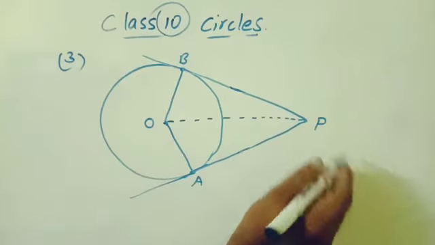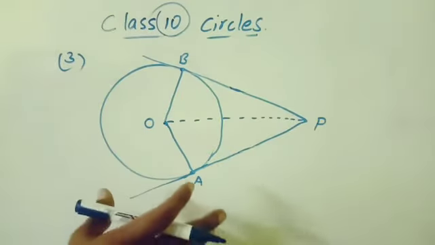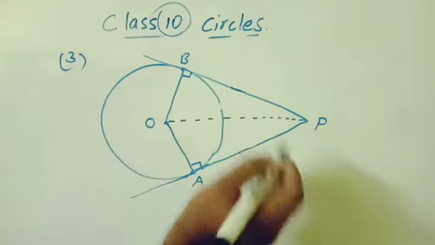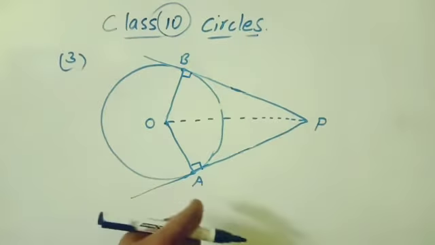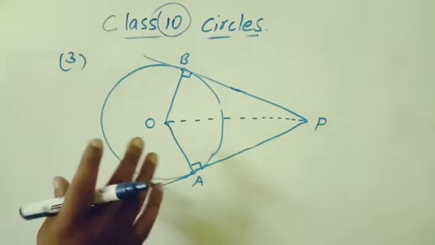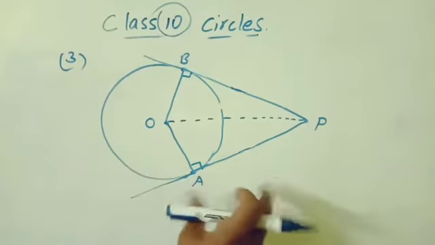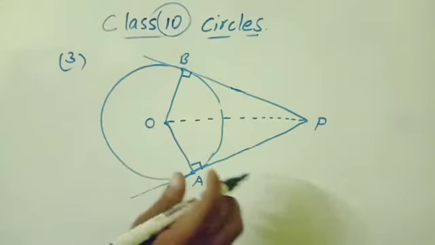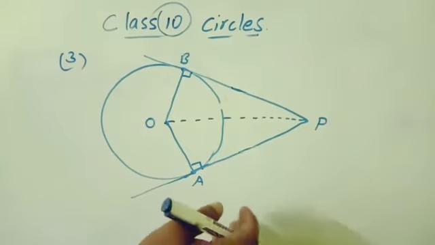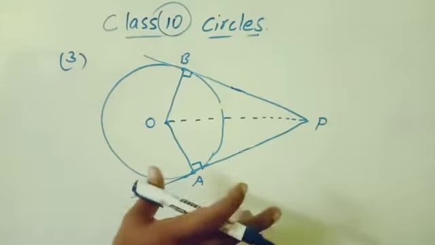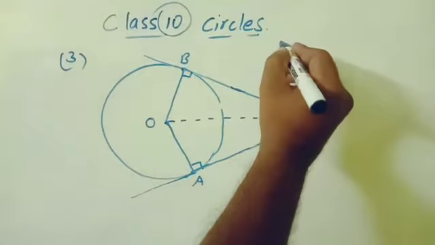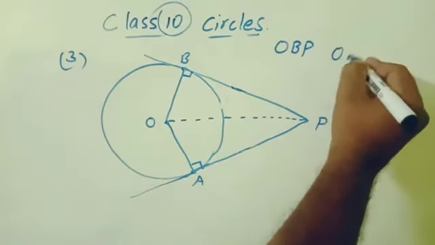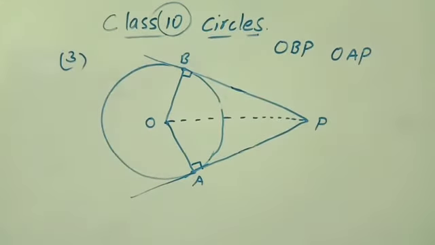Let us join O and P. I can see that there are two triangles formed. Without any doubt, I can write angle A is equal to 90, angle B is equal to 90. Why? In property 1, in the first video of this playlist, we have property 1 stating that the radius of a circle is perpendicular to the tangent. I will repeat this 100 times till you remember. The radius of a circle is perpendicular to its tangent. Clear? So we have two triangles in front of us right now, triangle OBP and triangle OAP.